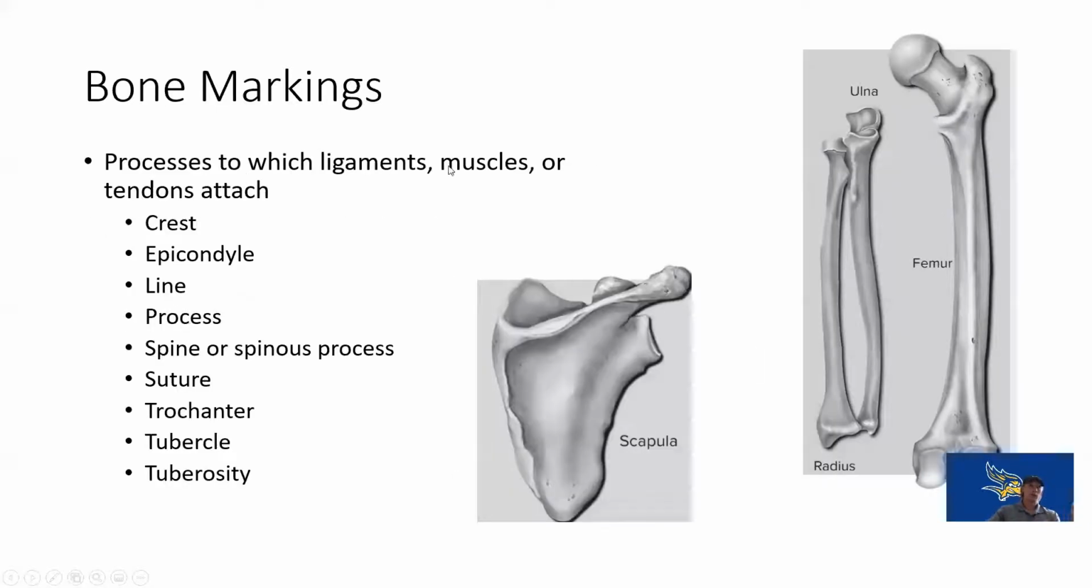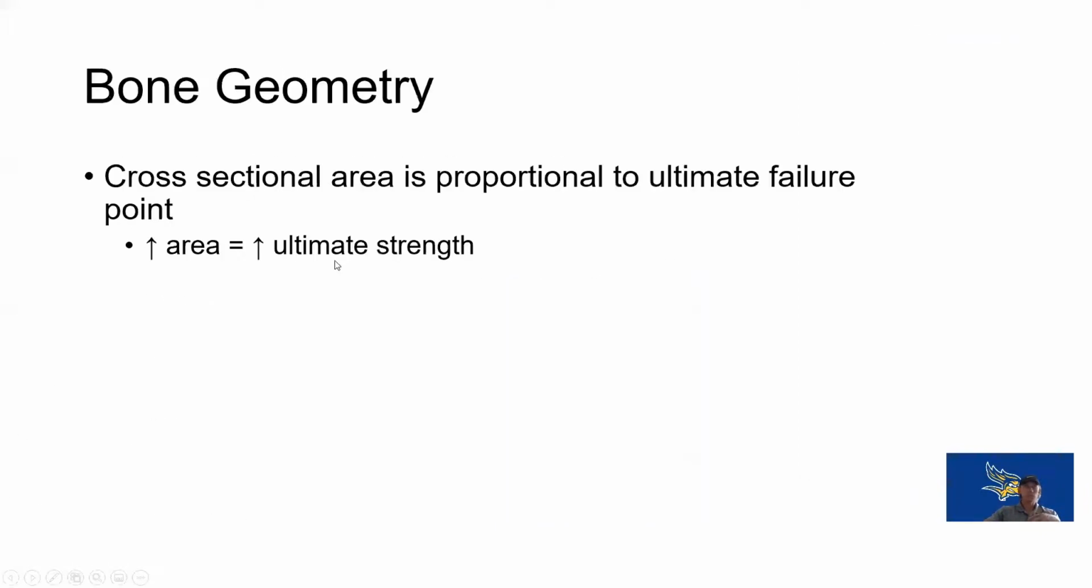We also have different processes for ligament and tendon attachments. So like crests, epicondyles, lines, tubercles, tuberosities, spines. These are all points where we're going to have greater attachment sites, and they're often protrusions that stick off, or they're called processes. Okay, and bones develop to resist stress. Okay, so they create more surface area to have more ultimate strength, especially if they're continually stressed.